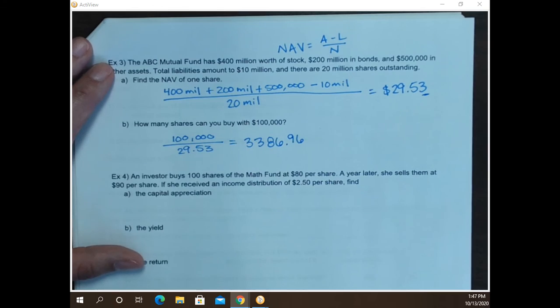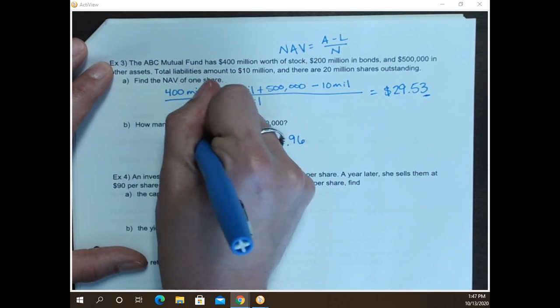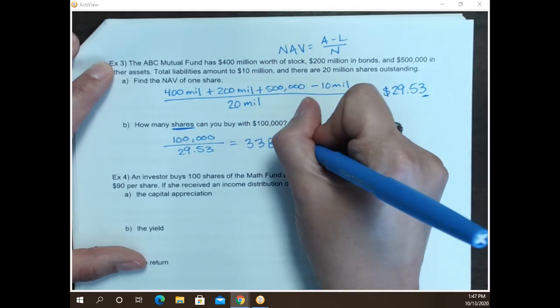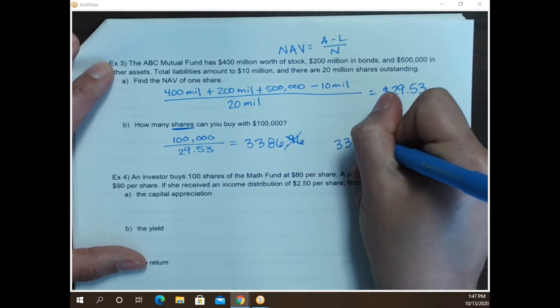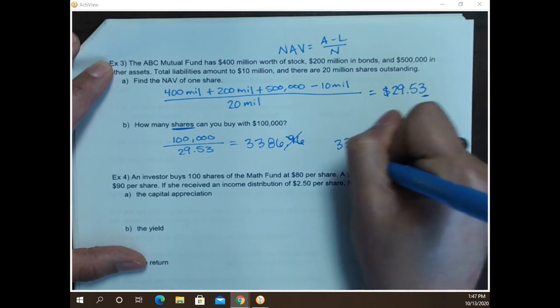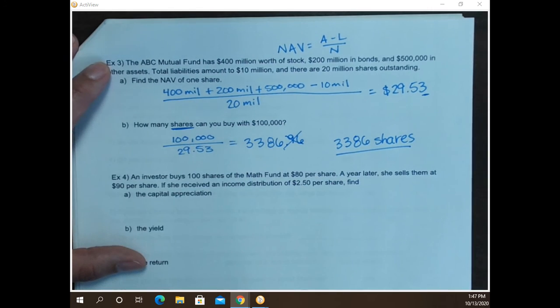Now, I almost said dollars there. This is not a dollar amount. I'm asking how many shares, right? How many shares of this mutual fund can I buy? You can't buy a portion of a share. That means if you have a decimal, we're going to have to truncate, cut that decimal off. So 3,386 shares of our mutual fund. That's how many shares I could buy with $100,000.